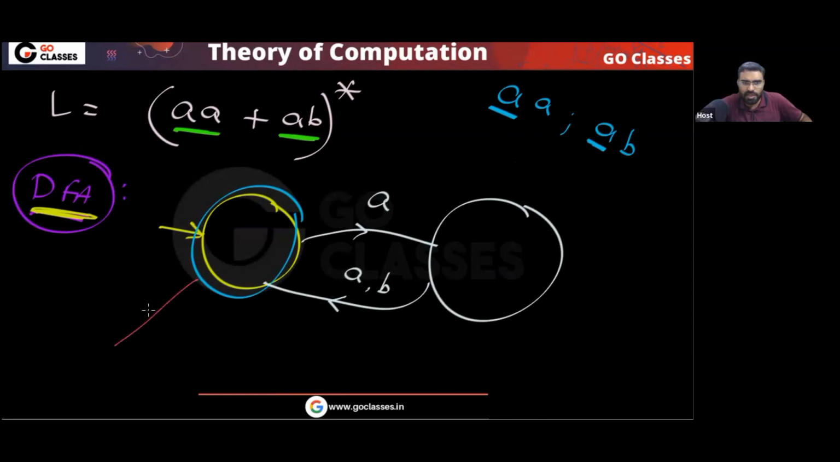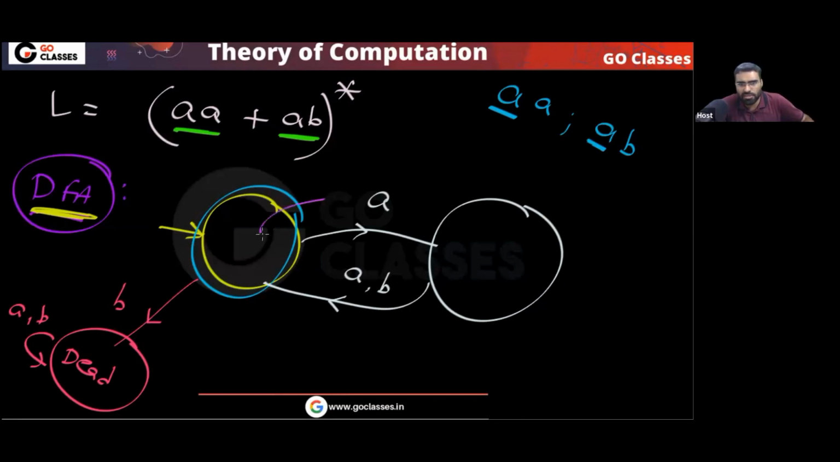If the first symbol is B in the initial state, where should I go? I should go to the dead state. So this is your DFA. Please tell me, did you understand?